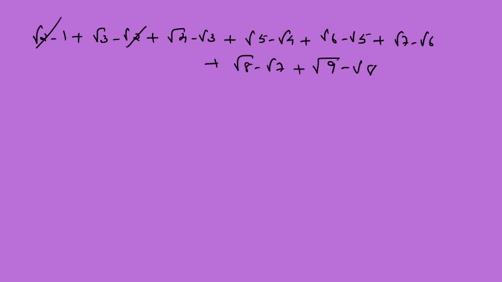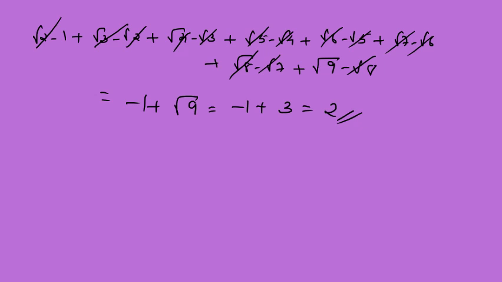Minus root 2 plus root 2 cancel. No need to do all the problem, all the steps. Root 3 cancels, root 4 minus root 4 cancel. Root 5 cancel. Root 6 minus root 6 cancel. Root 7 minus root 7 cancel. Root 8 minus root 8 cancel. So what is the answer? Minus 1 plus root 9. That is minus 1 plus 3. What is the answer? 2.